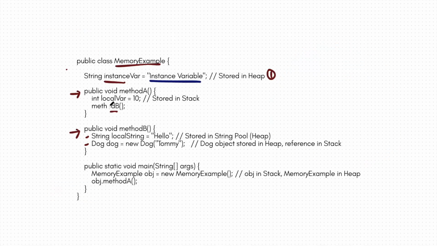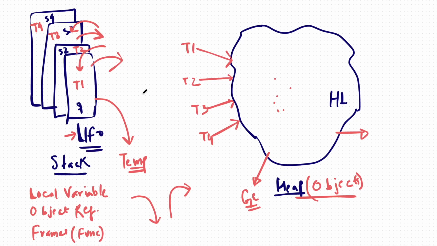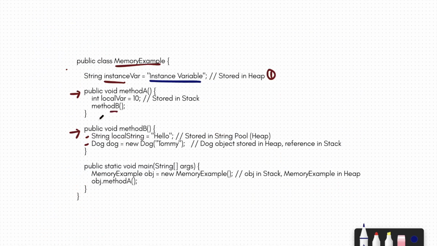Cool. Now comes the important part, the public void method A. Now I told you something called frames. Every function is a frame. So this function is a frame, and what is the scope of this function? It starts here and it ends here. As soon as the scope of this function is finished, the entire data will be removed from the stack.